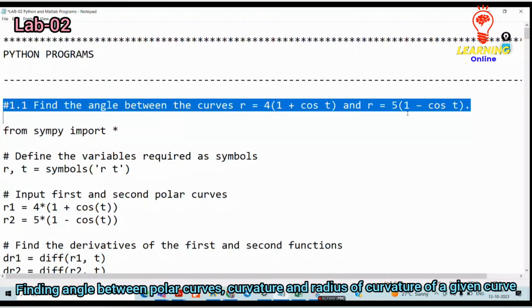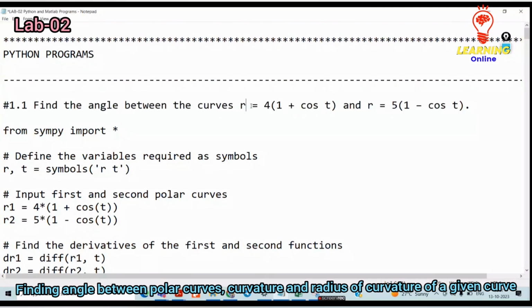Among those, the first example is: find the angle between the curves r = 4(1 + cos t) and r = 5(1 - cos t). There will be two expressions given. One I will consider as r1, and the other as r2, because these two are different curves. These two are polar curves.